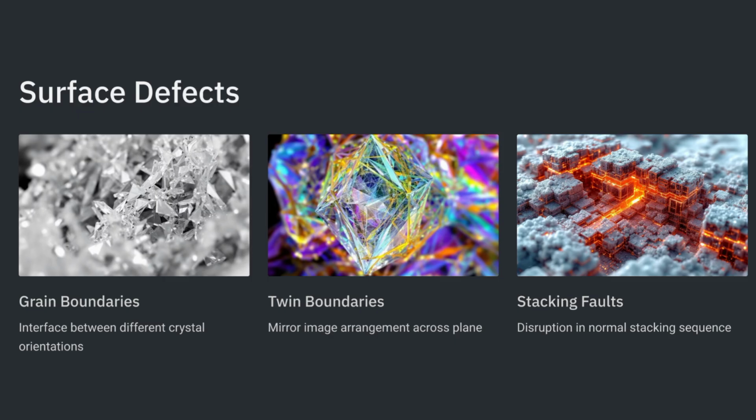Surface defects occur where different regions of the crystal meet. Grain boundaries, twin boundaries, and stacking faults are common examples. These defects can hinder or promote the movement of atoms and affect mechanical strength and corrosion resistance. That's why refining grain size, for instance, is an important way to make metal stronger.